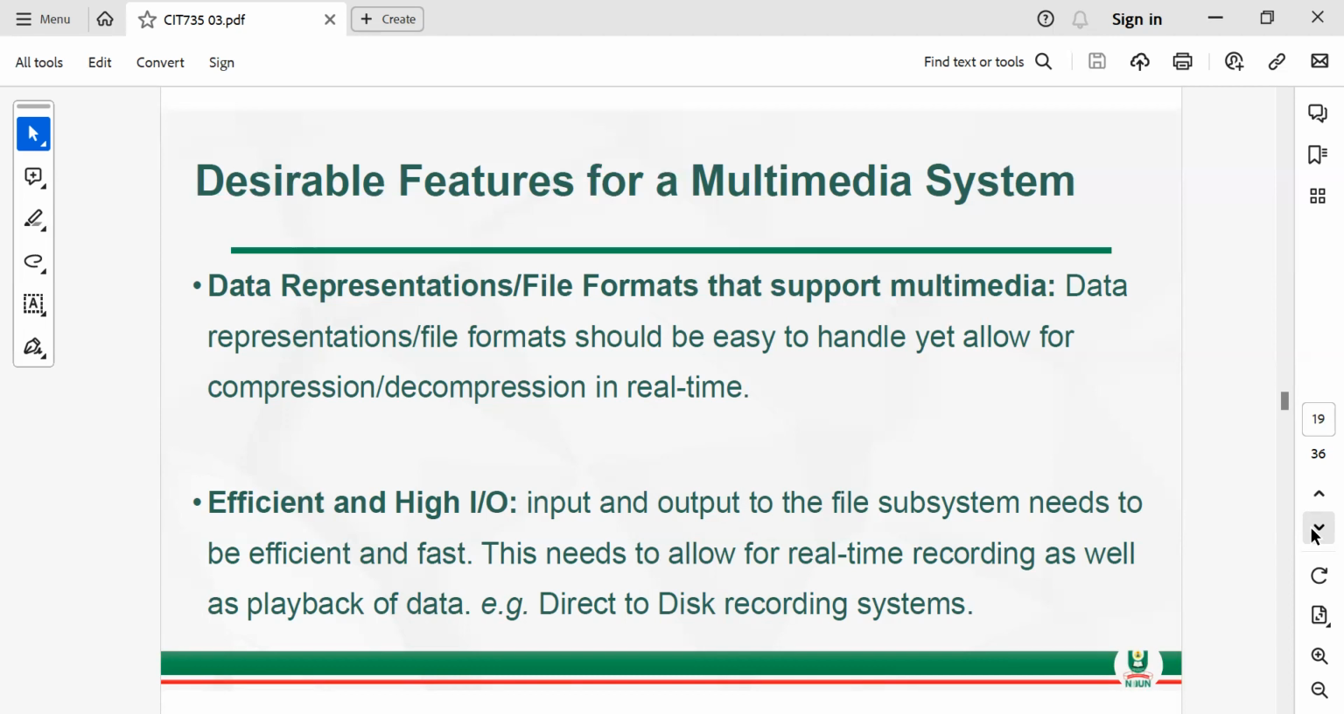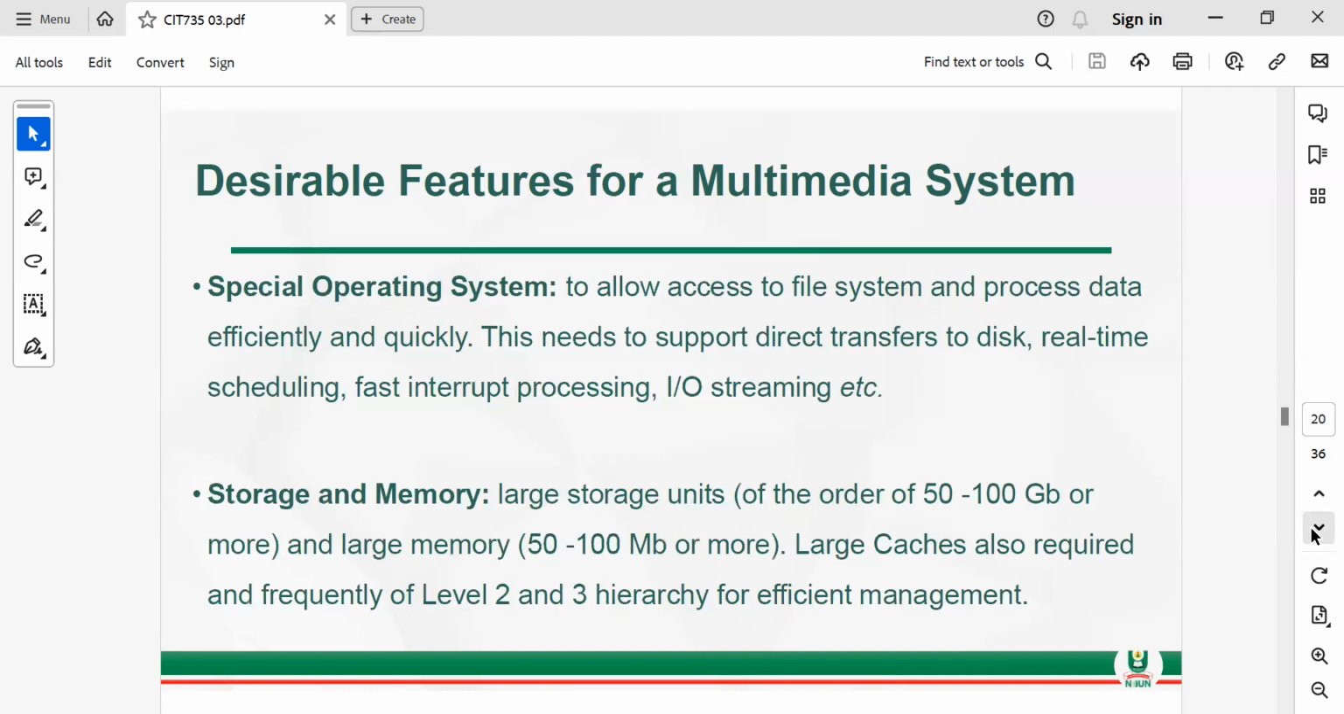Then efficient and high input-output. Input-output to the file subsystem needs to be efficient and fast. So when you are entering data into the file system, it should be very fast. When you are bringing it out, it should be very fast. Very, very fast so that it looks as if you are putting in and taking out almost at the same time. So this needs to allow for real-time recording as well as playback of data. Example, direct-to-disk recording systems.